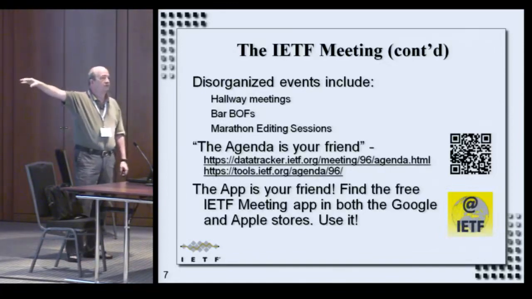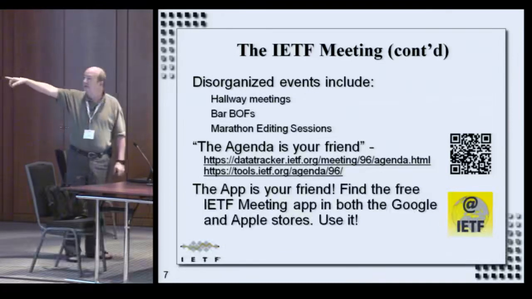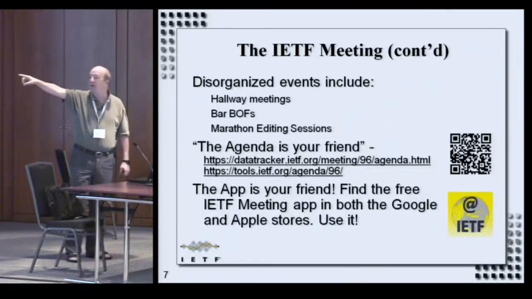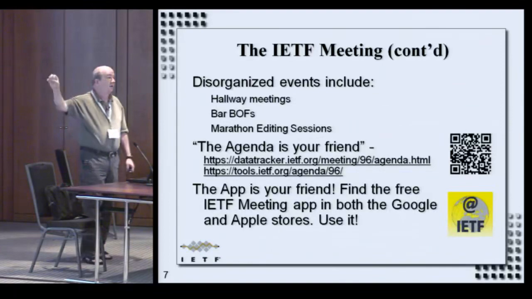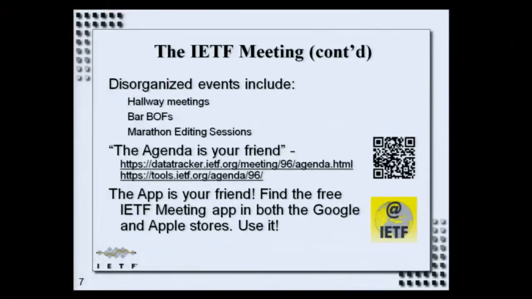There are a couple of different versions of the agenda. The QR code points to the first one of these things. Please go look at it. All the information that has been put together for a given working group is available through the agenda. It'll tell you when everything is, where everything is.